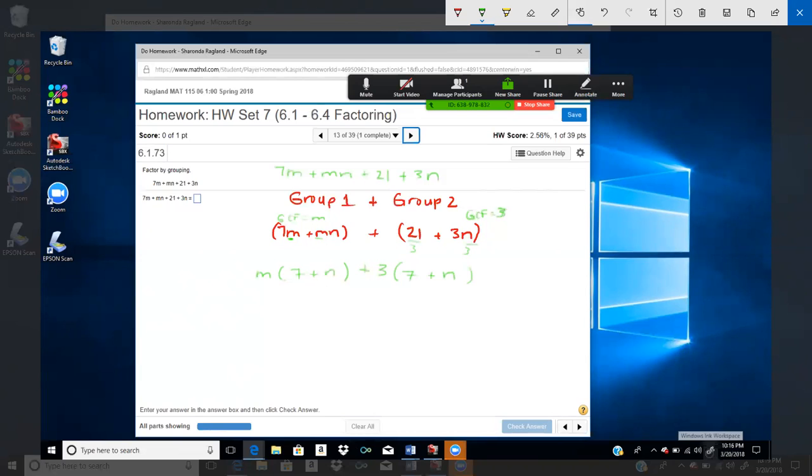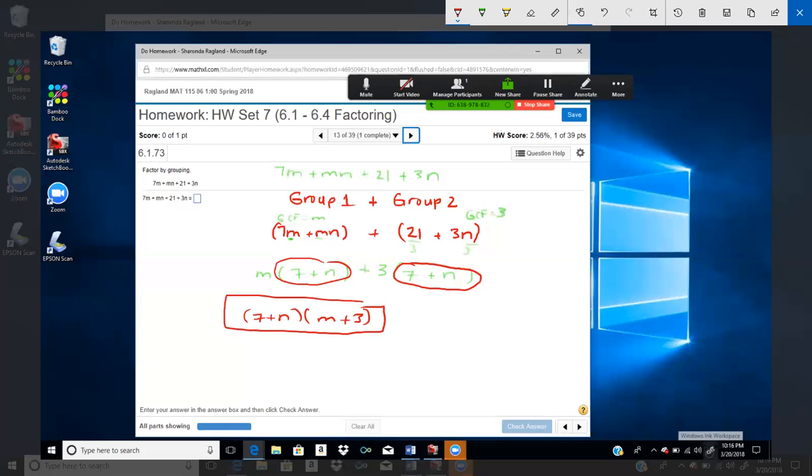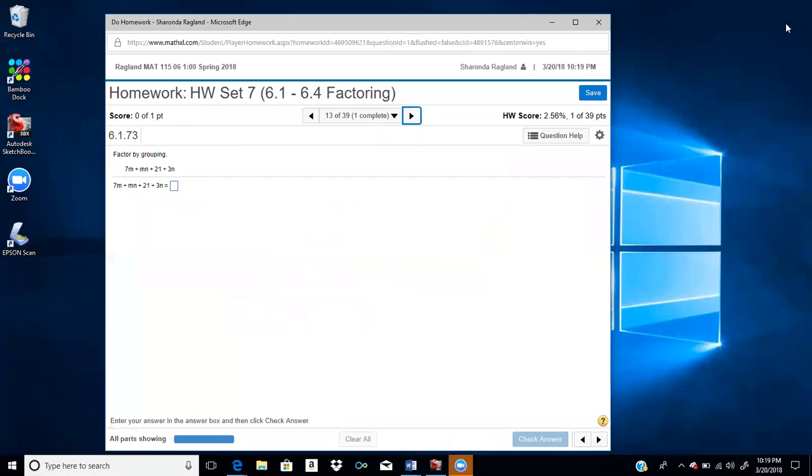So at this point, we can see that they have 7 plus n in common. See, look at the big picture. So we're going to pull that out. 7 plus n, and what's left? m plus 3. This is your factor. Okay, very good. This is factoring by grouping. The only trip up is when you have different signs in there, and we're going to look at one.